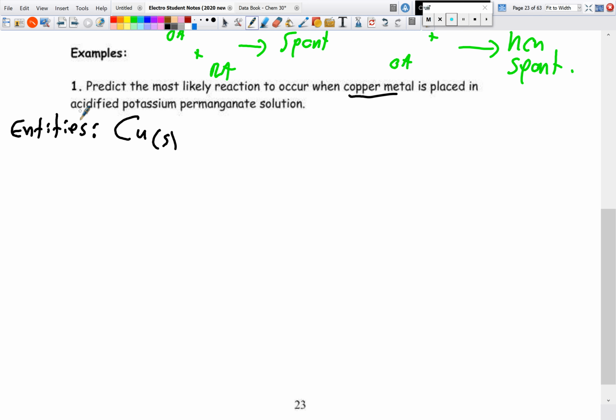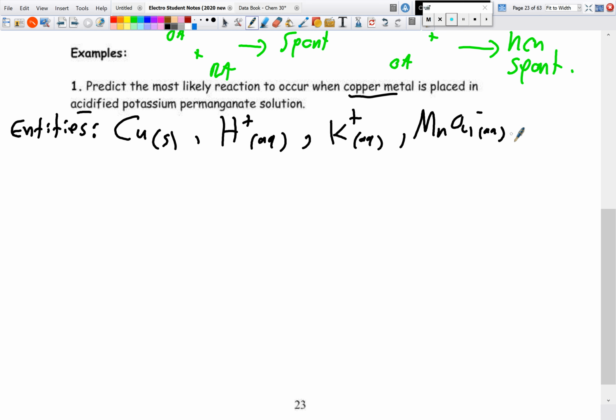Now next is placed in acidified. So acidified means we have H+. Now potassium permanganate solution. Just remember, solution means that there's H2O, but the fact that we have a potassium permanganate solution means that it is an ionic compound that is dissociated. So we dissociate all highly soluble ionic compounds into our potassium ion and our permanganate ion. And then, of course, because it's a solution, we got H2O liquid present. So that is step 1 in our 5-step method, writing out all the entities.